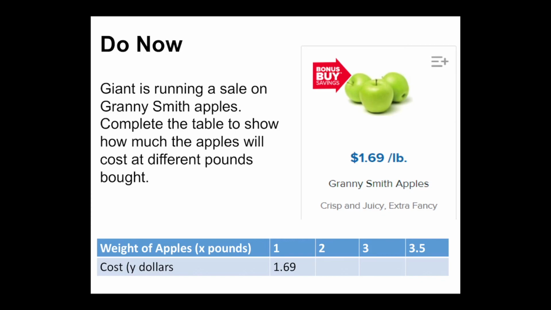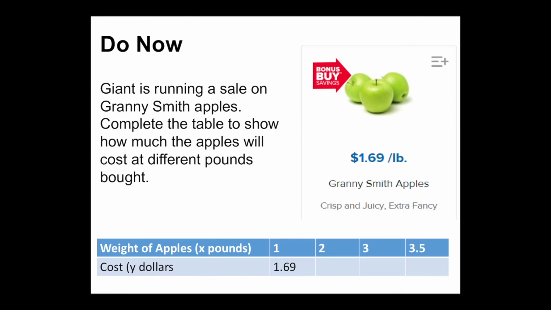You've gone over kind of an introduction to proportions, we're going to dive headfirst into understanding proportions. So I want you to take a look at this problem, take a second, and then come back to talk about the answer with me. So the problem says Giant is running a sale on Granny Smith apples. Complete the table to show how much the apples will cost at different pounds bought.